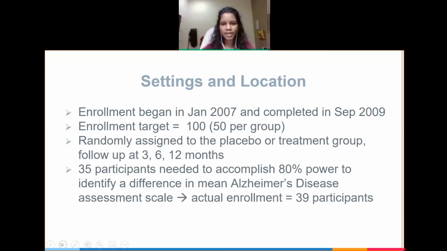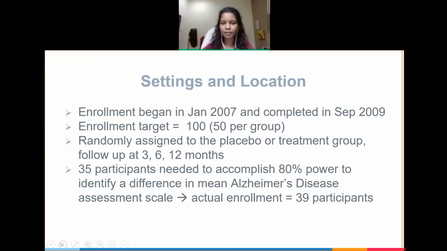For the setting and location used in this study, subjects were randomly assigned to the placebo or treatment group, which they had to follow up at 3, 6, and 12 months after the enrollment process. This enrollment began in January 2007 and was completed in September 2009.